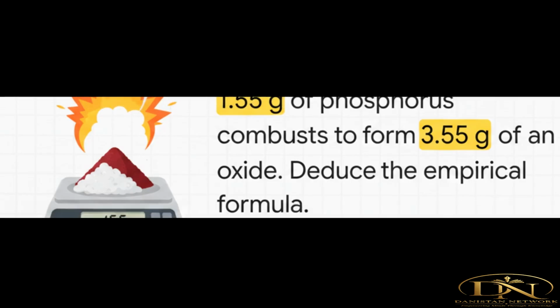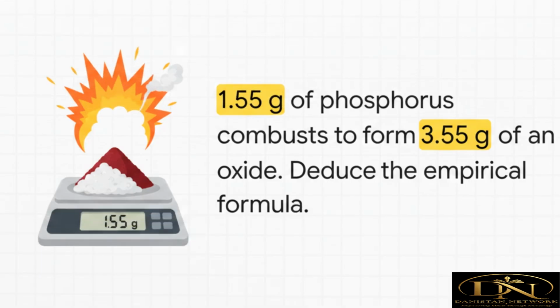Ready for one that's a little bit trickier? Let's say 1.55 grams of phosphorus burns and forms 3.55 grams of some kind of phosphorus oxide. What's its empirical formula?